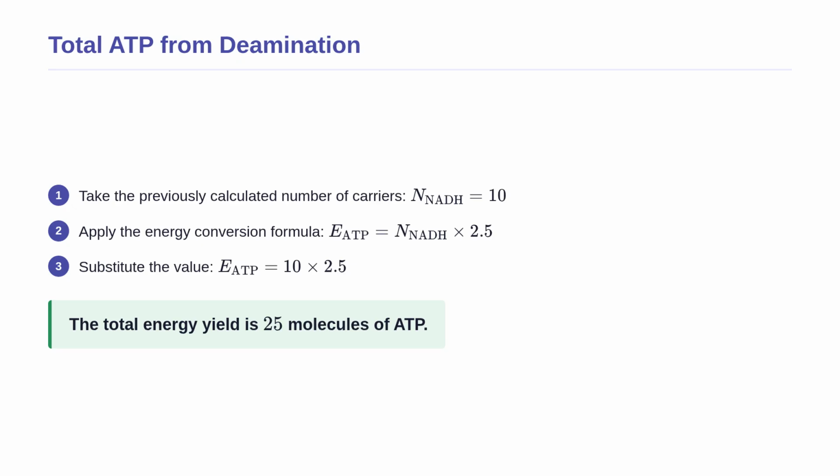This physically means that just by removing the toxic nitrogen from 10 amino acids, the cell has already harvested a significant amount of usable energy, even before burning the leftover carbon skeletons.